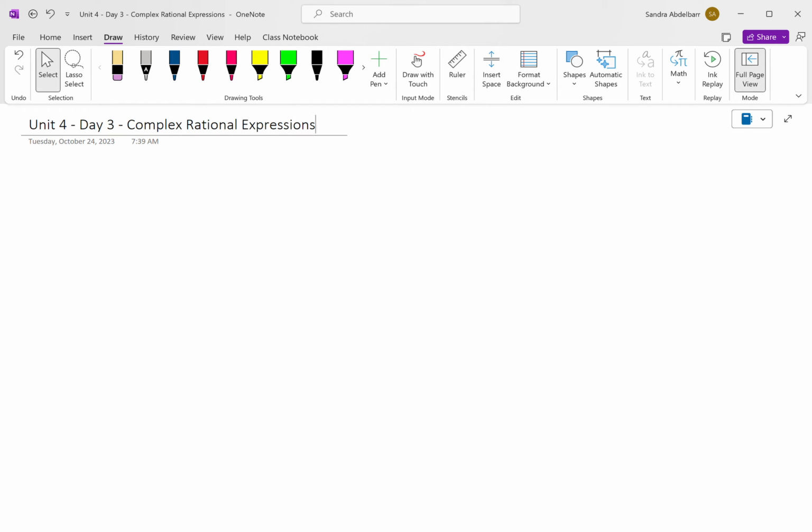Okay, so what we're going to talk about today is still rational expressions, but we're making them a little bit more complex. We're definitely stepping it up to Algebra 2 today. And I'm going to show you two different methods.